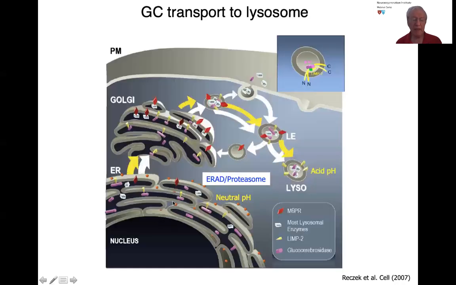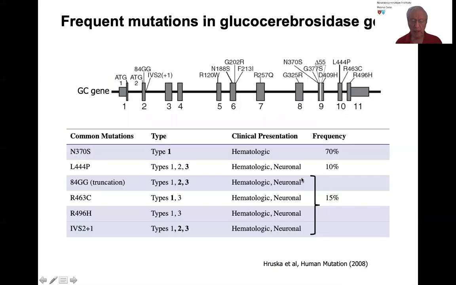The enzyme is made on the rough endoplasmic reticulum. It is transported through the ER and the Golgi, and then it goes to the lysosome, and it is transported by a chaperone called LIMP2. There are more than 300 mutations in glucocerebrosidase, and some of these are listed here.